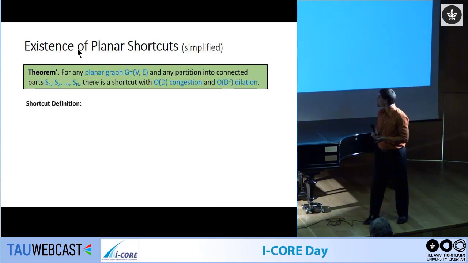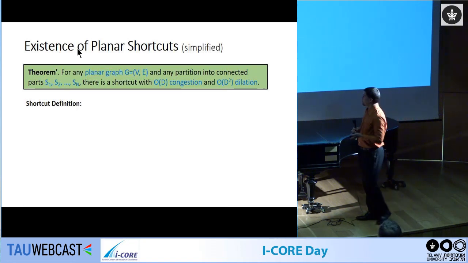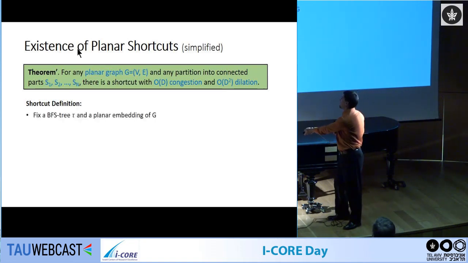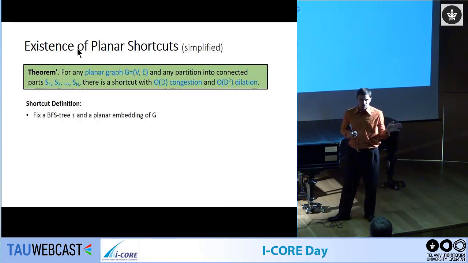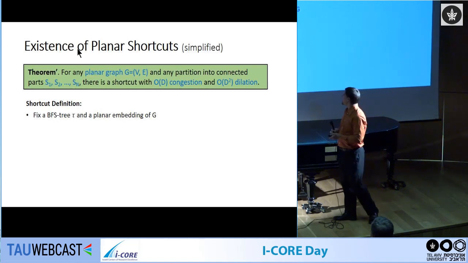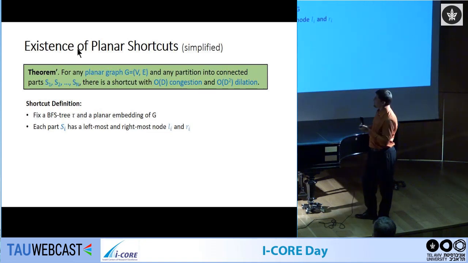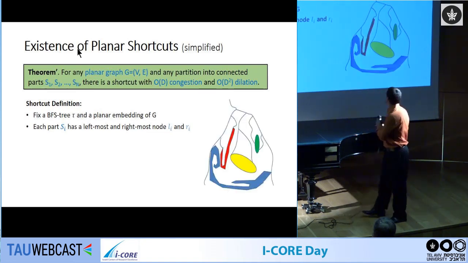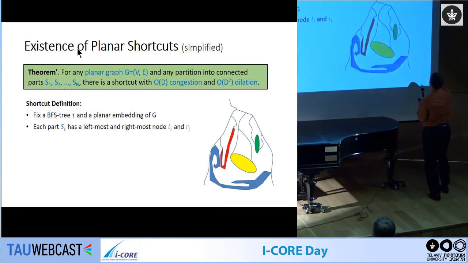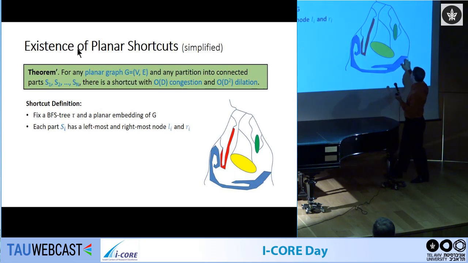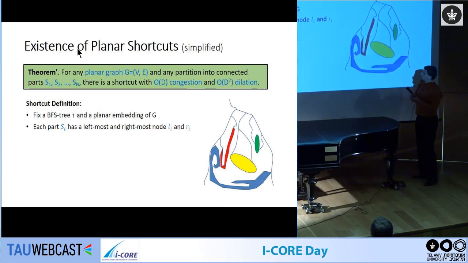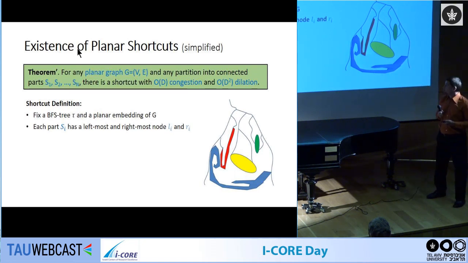Okay. So here's the shortcut definition. Fix any BFS tree. So we compute a BFS tree and fix any planar embedding. And then each part has a leftmost and a rightmost node in this embedding. So if you look at the picture, this is a part, this is the embedding, and this is our tree. Then this is the leftmost and this is the rightmost node of the blue part. This is the leftmost and rightmost node of the yellow part, and so on and so forth.